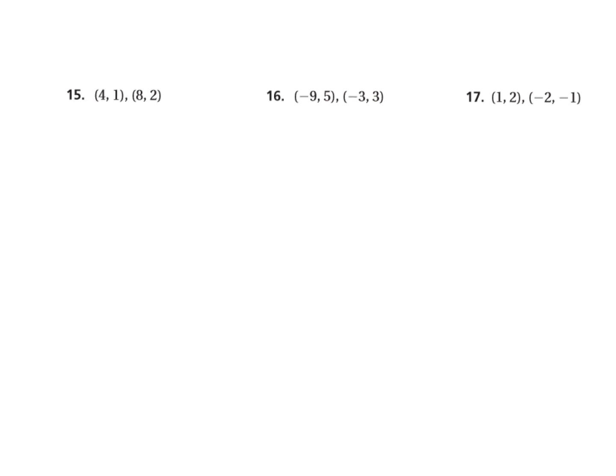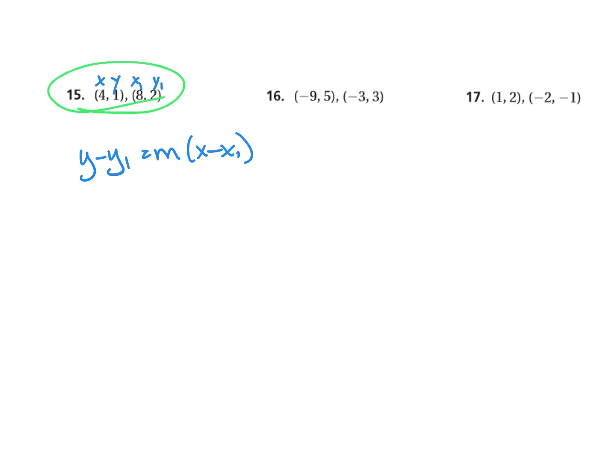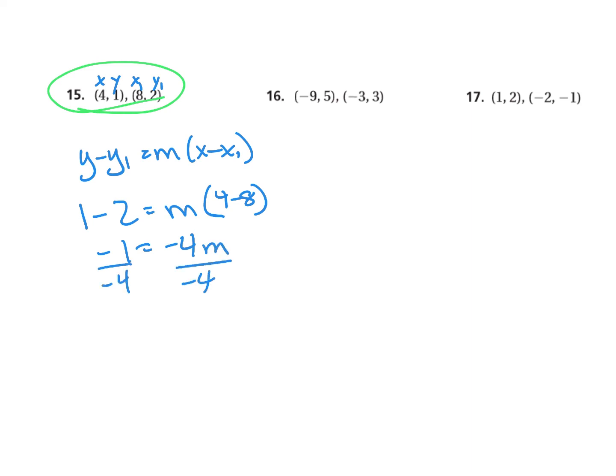Again, let's pick one. Let's pick number 15. So let's do it the other way this time. Y minus y1 equals m times x minus x1. So again, I have x and y, x1, y1, and it really doesn't matter which way you go. So 1 minus 2 equals m times, now I'm going to do my x's, 4 minus 8. So I get negative 1 equals a negative 4m. Divide by negative 4. Simplify, and my m equals 1/4.